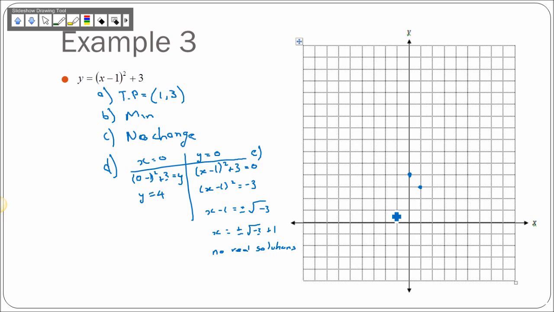And that's all the information we know. So when we sketch it in, we come down, we make sure we hit these 2 points, it turns around, and then goes back up again. And we'll label in our turning point of (1, 3). We'll label in this as being 4. We've got our axes labeled, and that's all we can really do.